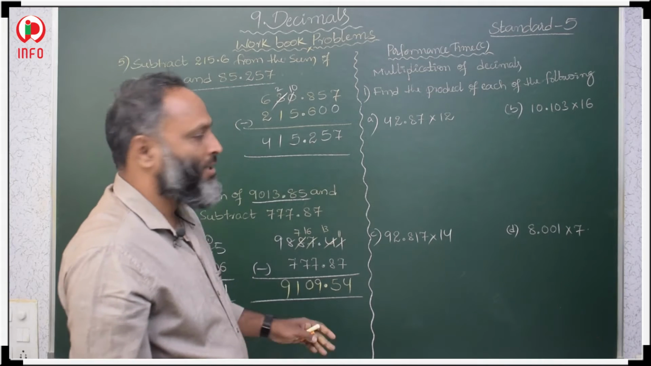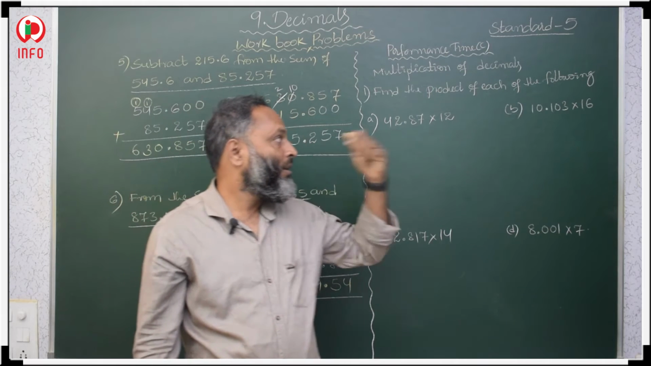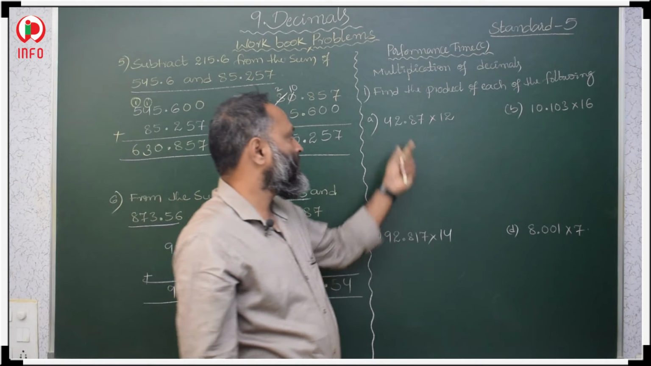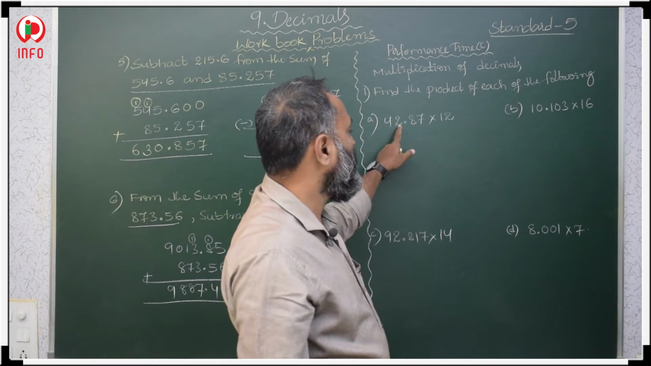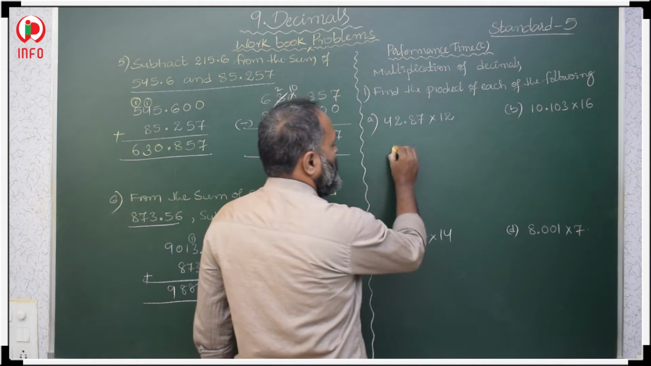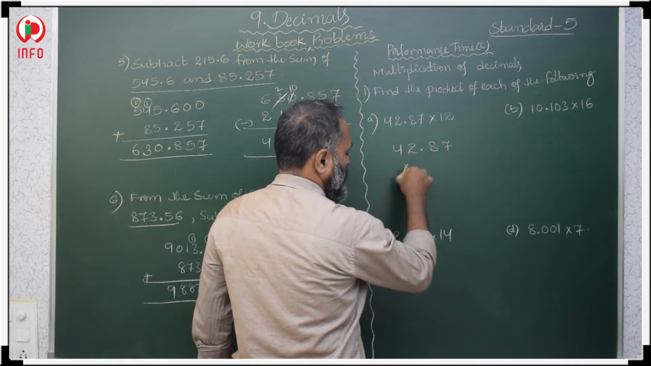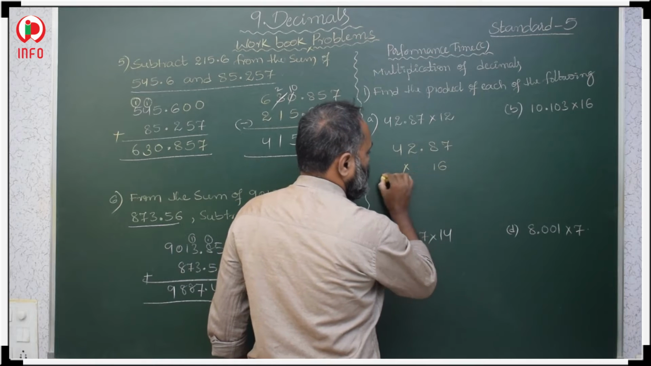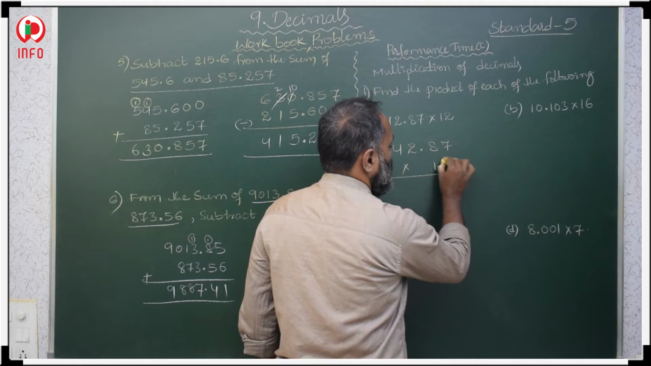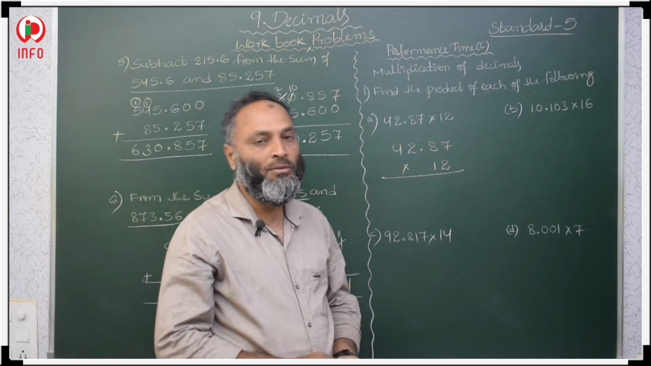Now, this addition and subtraction we did, and after that we are going to do multiplication. The first one, find the product of the following. 42.87 should multiply with 12. Not 16, 12. Multiply with 12. If you know the 12 table, then multiply directly with 12, or otherwise with 2 and with 7.